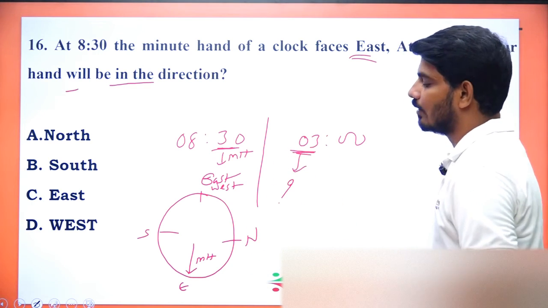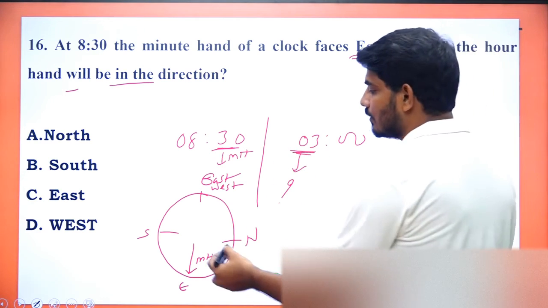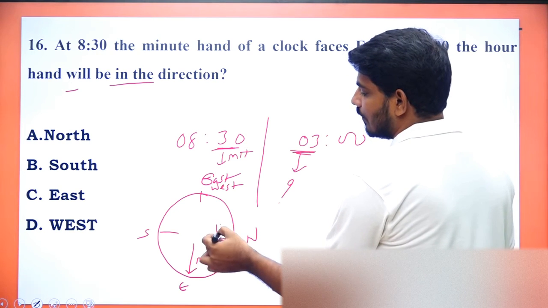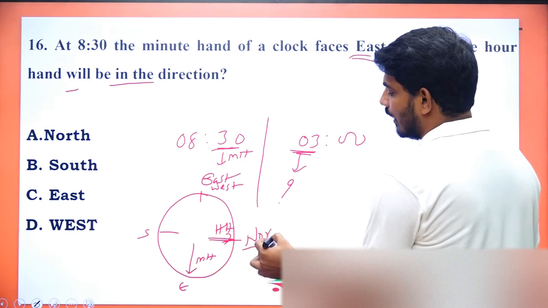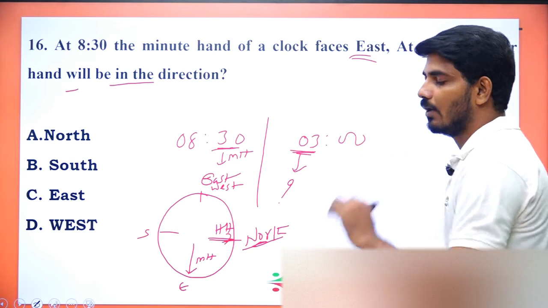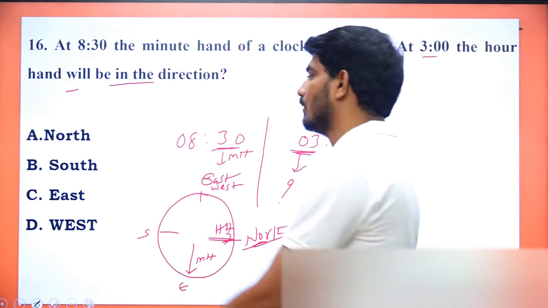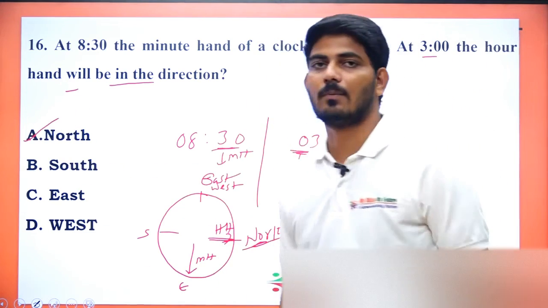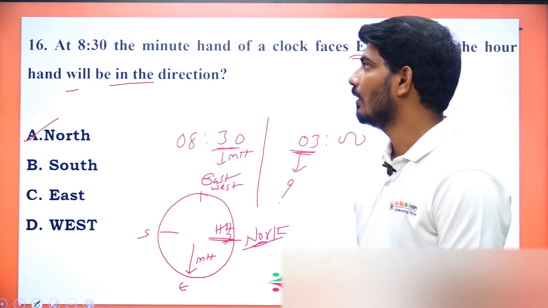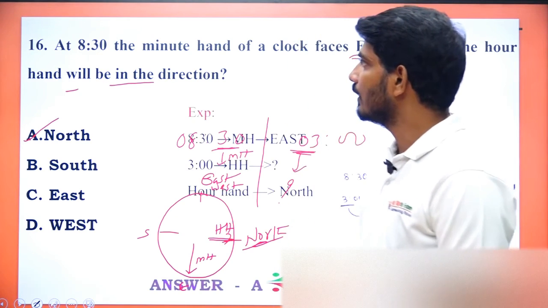At 3 o'clock, the hour hand will be in what direction? So at 3 o'clock, usually here. So the hour hand will be in the north direction. So the answer for this particular problem will be north. Let's see one more question, if anything is left.